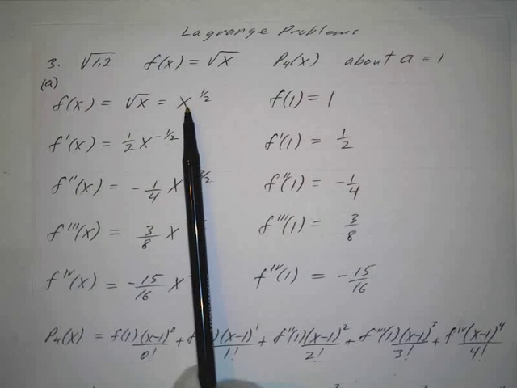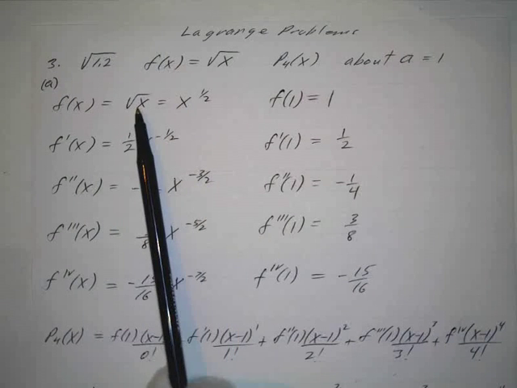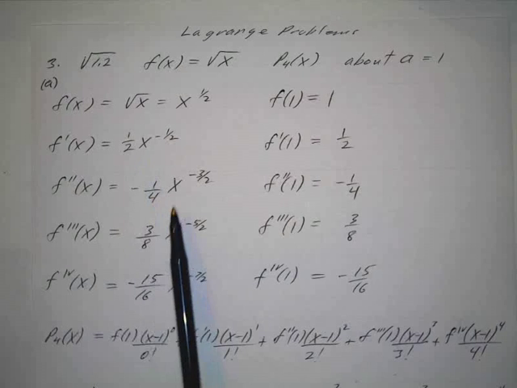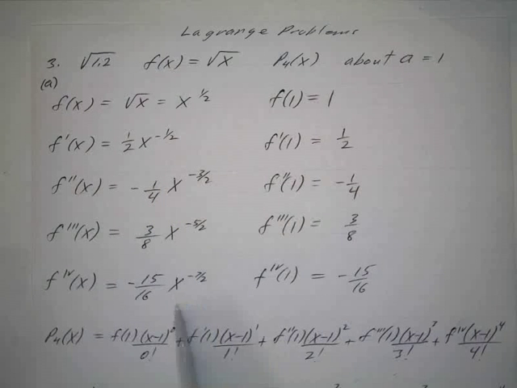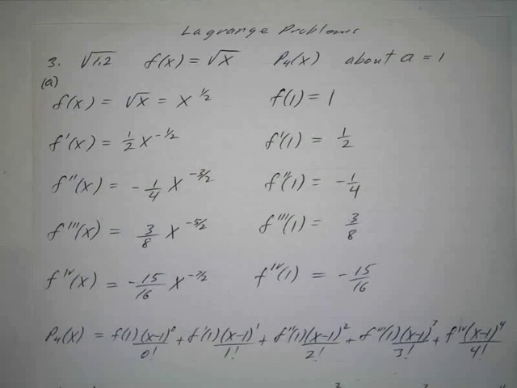First, the actual function is square root of x. Then first derivative, second derivative, third derivative, fourth derivative, and I evaluate all these at the center. I get 1, 1/2, negative 1/4, 3/8, and negative 15 over 16. So hopefully that all makes sense.